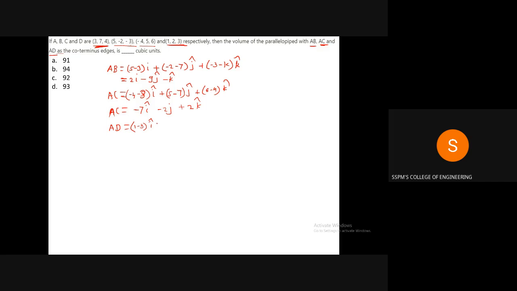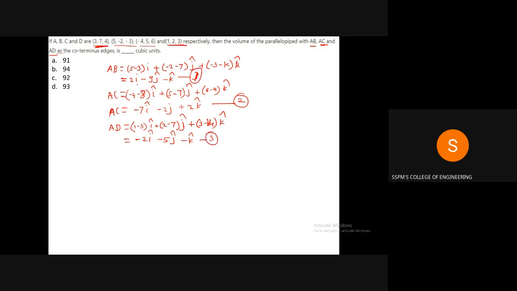Second is 2 minus 7, plus 2 minus 7 j cap, plus 3 minus 4 k cap, so 3 minus 4 k cap. So the vector is minus 2 i cap minus 5 j cap minus 1 k cap. So these are three vectors that we calculated for each side.